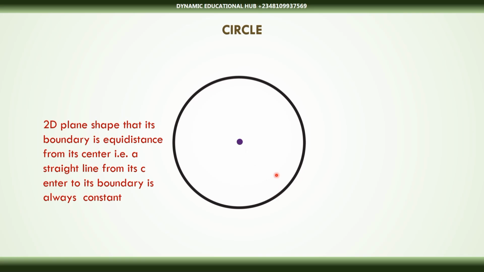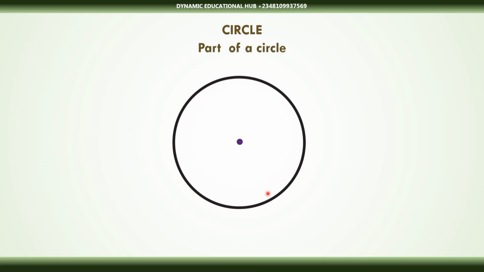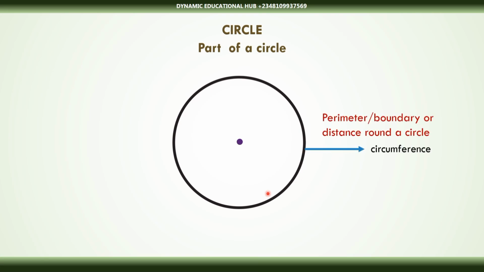Unlike every other plane shape, in which when you move from the center to its boundary, you have different lengths, different distances. And let's look at the parts of a circle. The first part of a circle is the circumference. Circumference simply means the perimeter or boundary or distance around a circle.